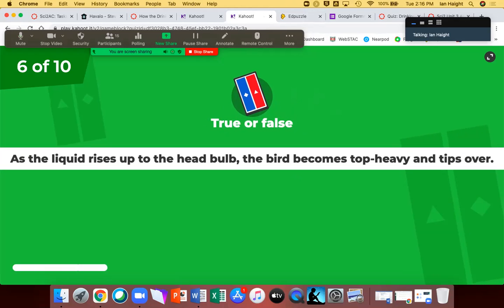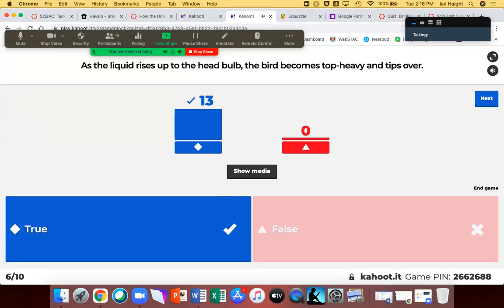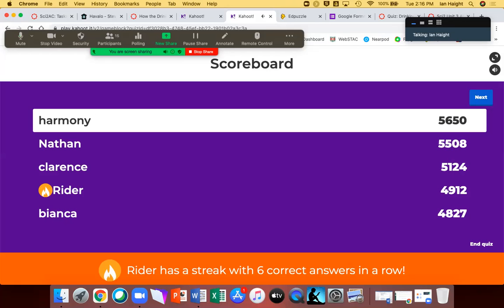Okay, true, false. As the liquid rises up to the head bulb, the bird becomes top heavy and tips over. Very good. All right, I would hope everyone got this one right. That is kind of the more physical mechanism of it. That's why it tips over to take a drink. All right, Harmony's still in the lead.